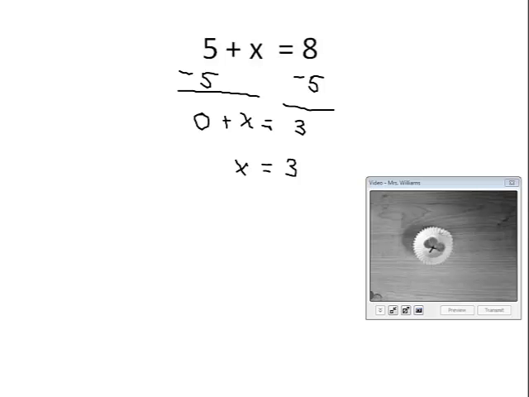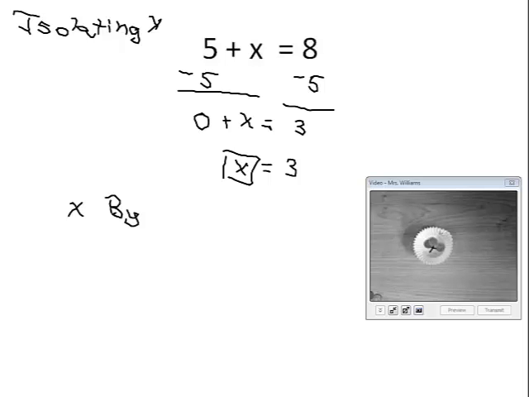Okay, so again what we did is now showing what we did using our manipulatives, and we're showing the math for what we're actually doing. And what this is called is isolating x. And why is it called isolating x? Because we now have x by itself on one side of the equal sign.